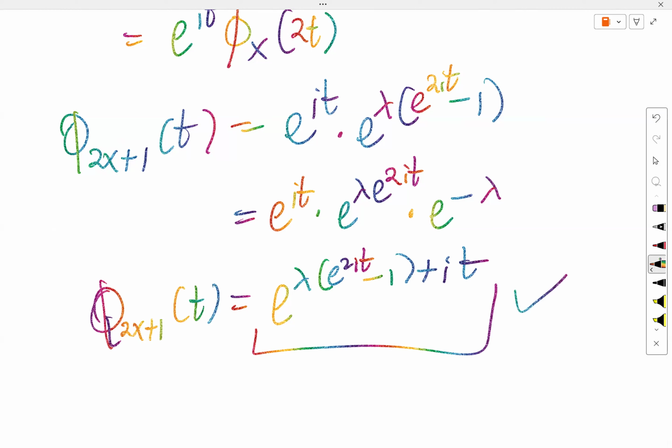So that is the characteristic function for that. So it's been a very tortuous one. So you want to go through it and master that.